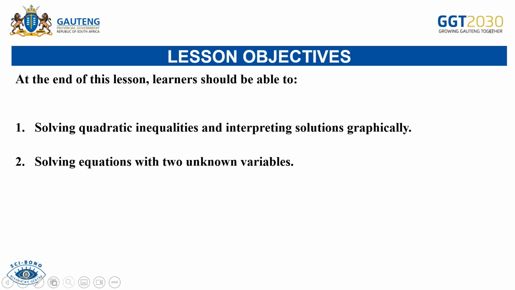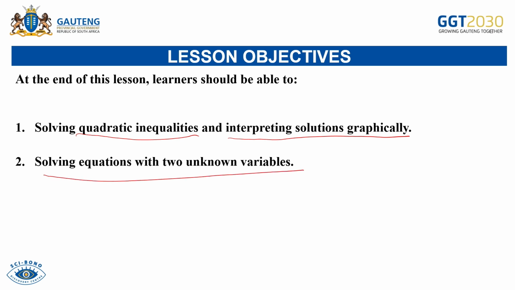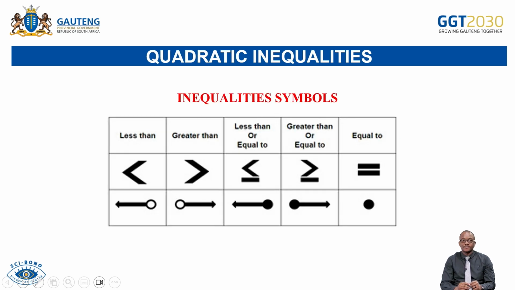That is important. Quadratic inequalities and interpreting the solutions graphically. Then the second one is learners should be able to solve equations with two unknown variables, which is what we call simultaneous equations, where you have two variables. So those are our lesson objectives.